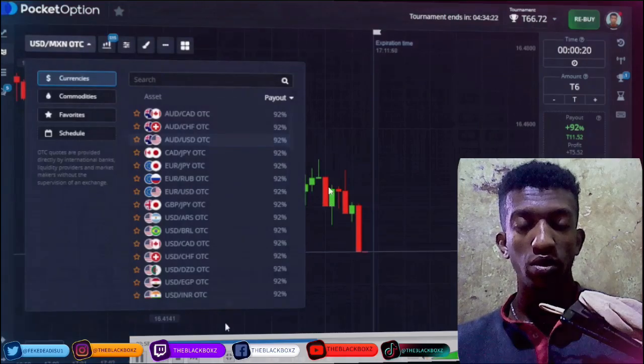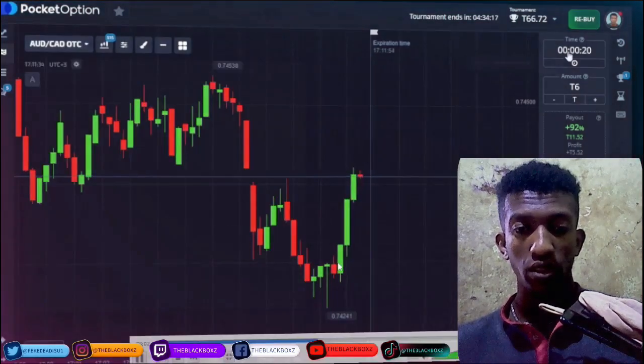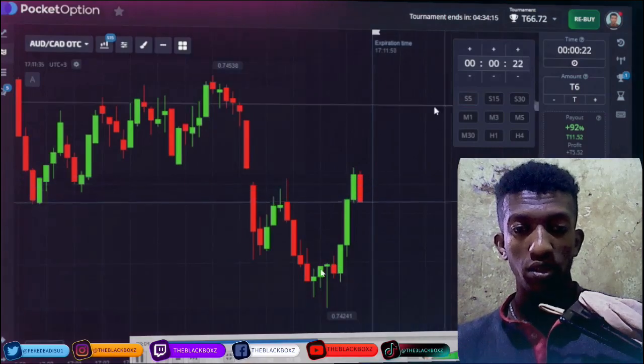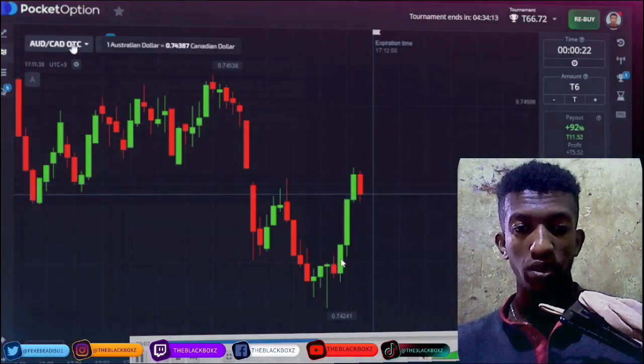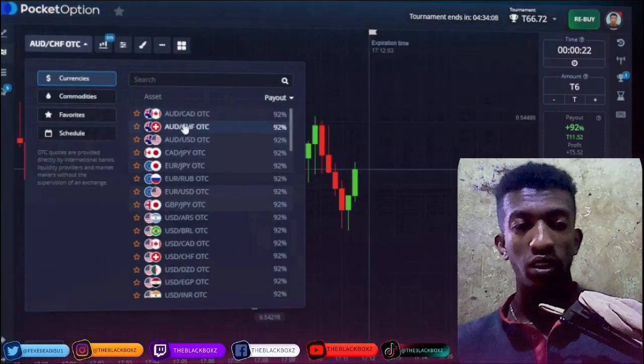I told you to include wicks if they are short and equal. So riser, nice buy. As you can see, this is a black box riser. This is beautiful. Amazing.